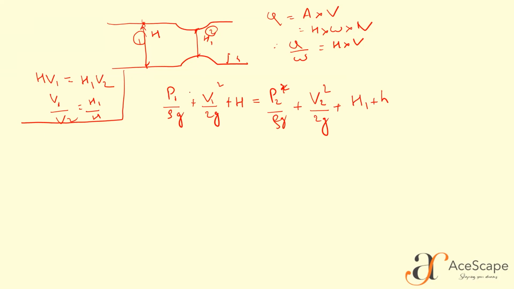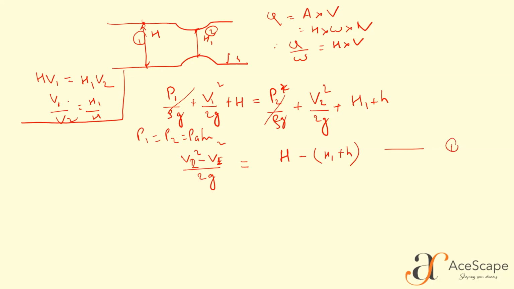And since the surface is free to the atmosphere, P1 is equal to P2, and that is equal to P atmosphere because it is open to the atmosphere. So from there we can cancel these two. Here we get the expression V2 square minus V1 square by 2g, that is equal to capital H minus capital H1 plus h, right? So we have this equation.